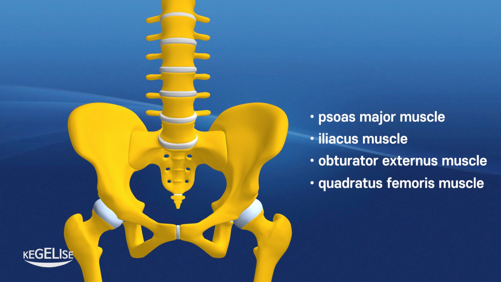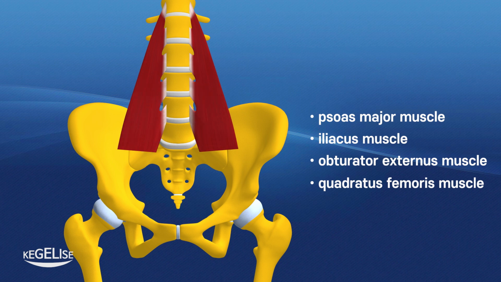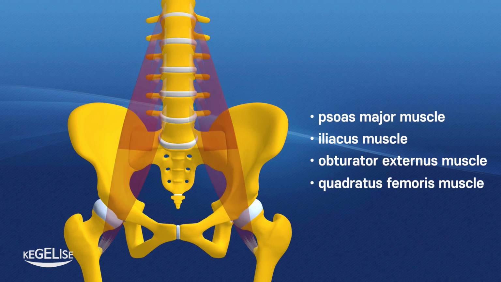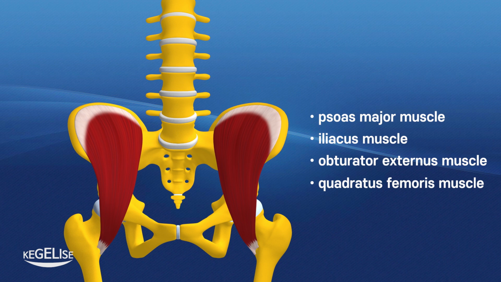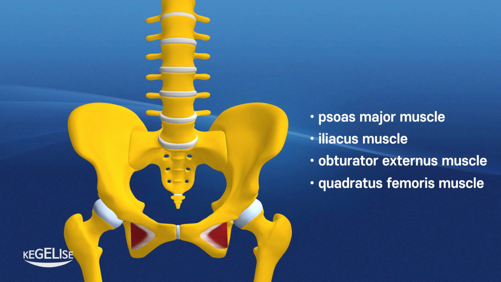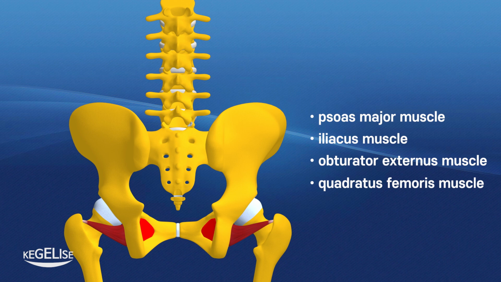Let's look at the roles of the muscles involved in pelvic nutation. The psoas major muscles pull the lumbar vertebrae forward and downward. The iliacus muscles pull the upper parts of both hip bones forward and inward. The obturator externus muscles pull the lower parts of both hip bones backward and outward. The quadratus femoris muscles pull both ischial tuberosities outward.